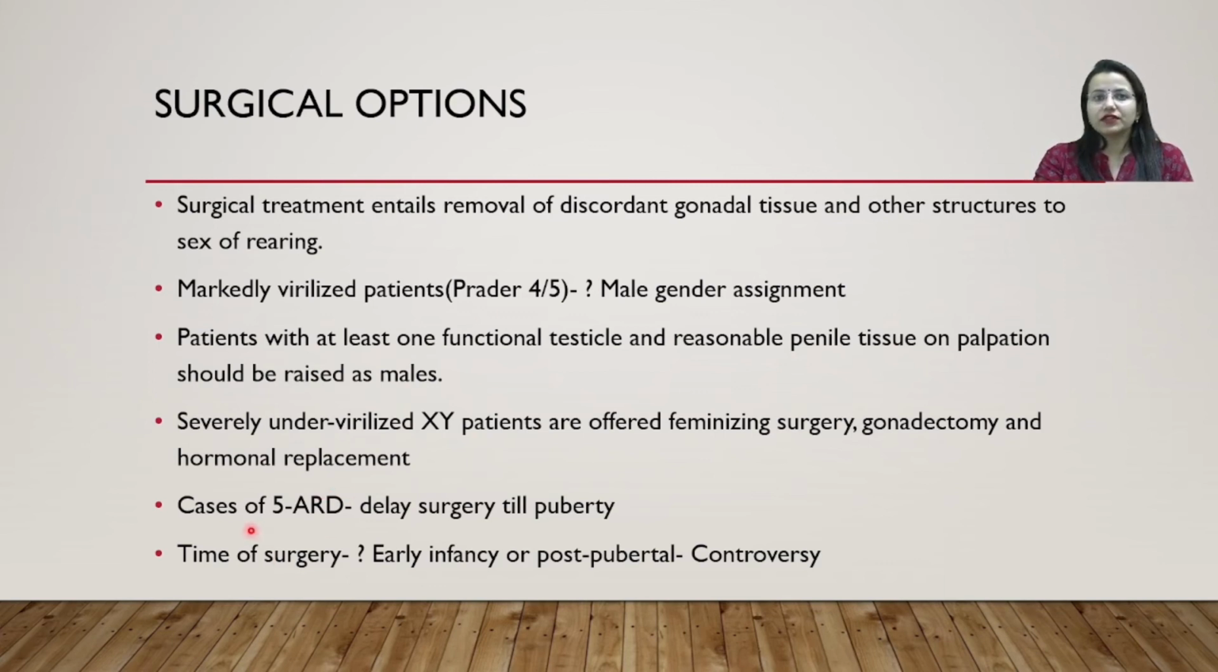In cases of 5-alpha reductase deficiency, surgery should be delayed till puberty, and the exact time of surgery for cases of DSD is still controversial. It is the situation in the society. It again becomes very difficult for the child to have a controversial gender assigned, or to be in a situation where they don't know exactly what they are, or how parents introduce their kid to the society. So this remains a big concern and the question amongst all.